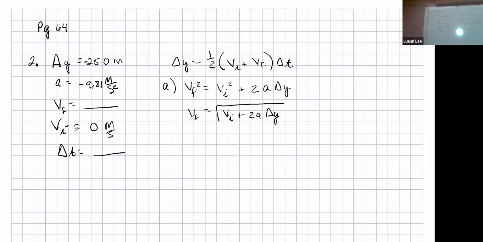How did the rest of you do? For 2A, we get negative 22.1. Oh, I'm sorry, I was looking at number 1. Yeah, number 2 is 22.1. The most common mistake you're going to make on these is to forget to take the square root. It's always my issue.